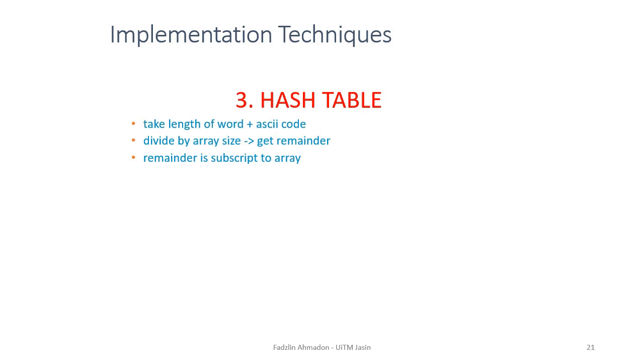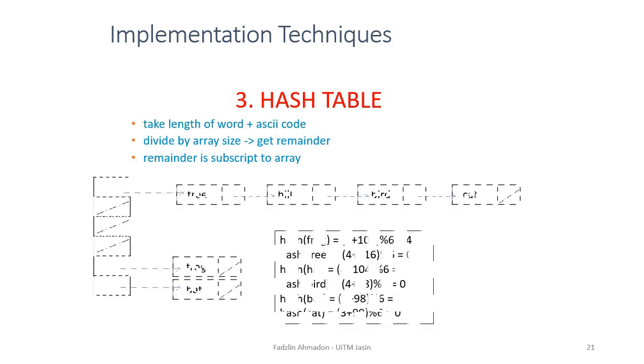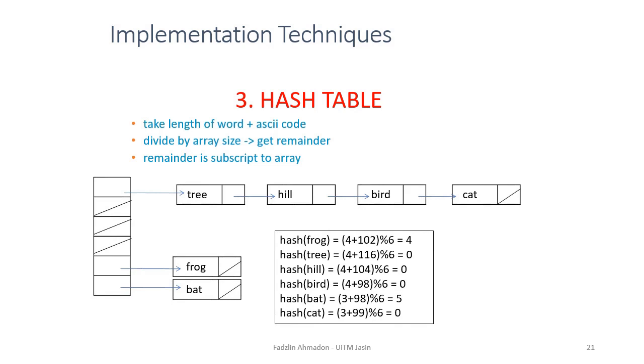So as we have established, this is our hash function, and the list of the words are again frog, tree, hill, bird, bat, and cat. So we start with frog. Frog is a 4 letter word. 1, 2, 3, 4. That's why we have 4 over here. And 102 is the ASCII for F. So 4 plus 102 divided by 6, you get 4 as the remainder.